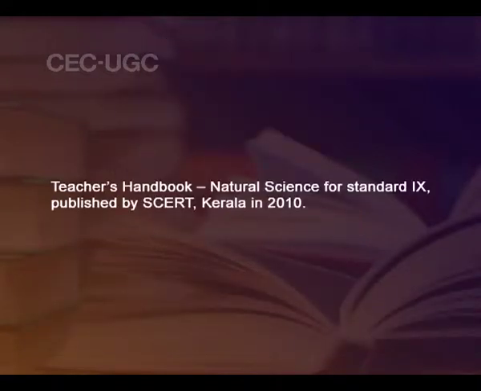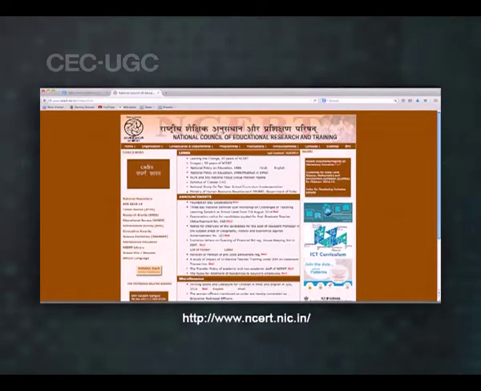Teacher's Handbook, Natural Science for Standard 9, published by SCERT, Kerala in 2010. The website of NCERT is very informative. The address is www.ncert.nic.in. Innovative Science Teaching for Physical Science Teachers, 3rd edition, written by Radha Mohan, published by Phi Learning Private Limited, New Delhi.